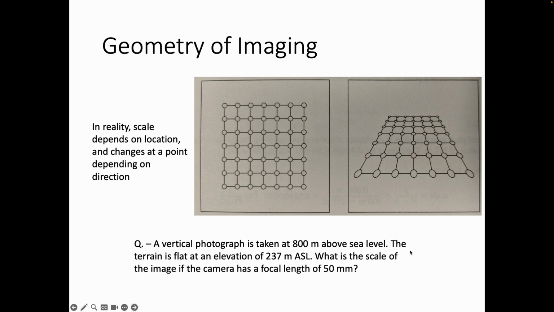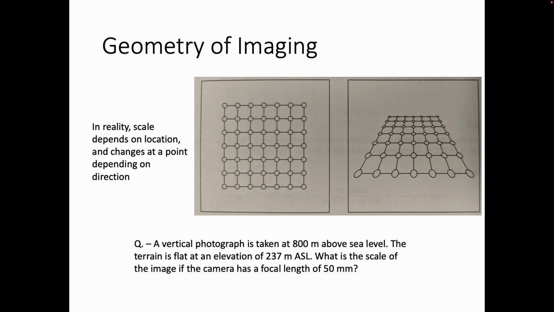So here's an example question for us about scale and focal length. We've got a vertical photograph taken at 800 meters above sea level. The terrain is flat at an elevation of 237 meters above sea level. What is the scale of the image if the camera has a focal length of 50 millimeters?